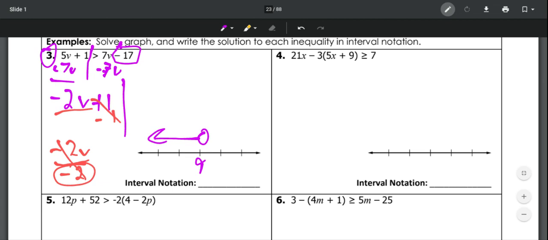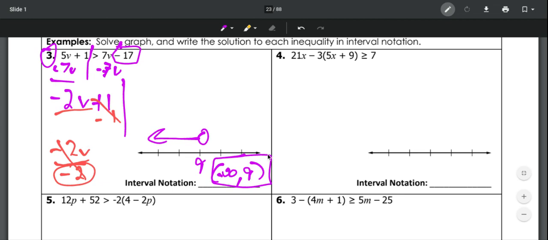We know that since it's an open interval that we're going to use parentheses. If we're reading right to left, we won't hit 9 first. We'll hit all the negative numbers first, or all the numbers less than 9. So we're going to use down to negative infinity to 9. And that will be our interval notation of that.